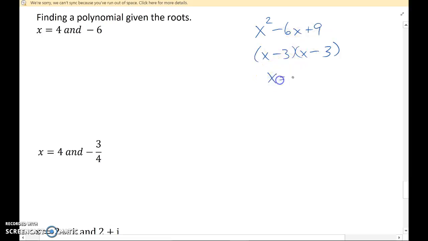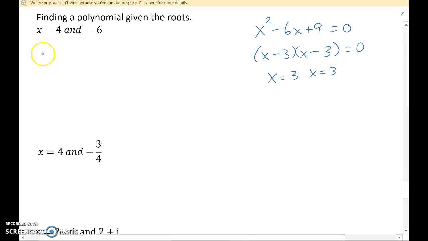And so our roots from this are x equals 3 and x equals 3, because a 3 in both of those sets of parentheses makes a 0. And so what we're wanting to do is go backwards now. So given the roots, we want to find the factors, and the factors will allow us to find our quadratic.